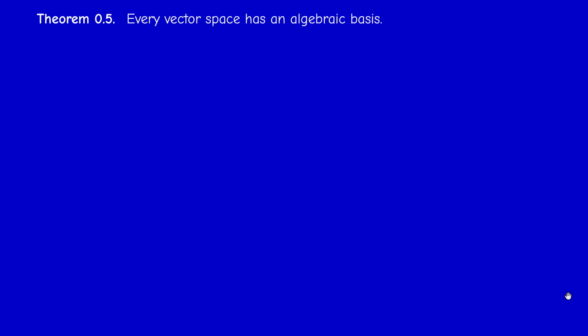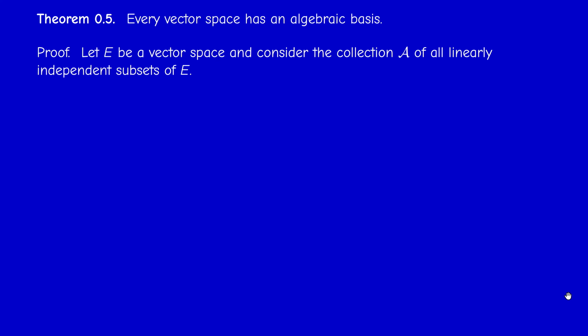Okay, and now, as an application of Zorn's lemma, we shall prove that every vector space has an algebraic basis, and possibly infinite. Okay, so consider the collection calligraphic A of all linearly independent subsets of the vector space under consideration that I call E. So this is a collection, or a set of sets, if you like.